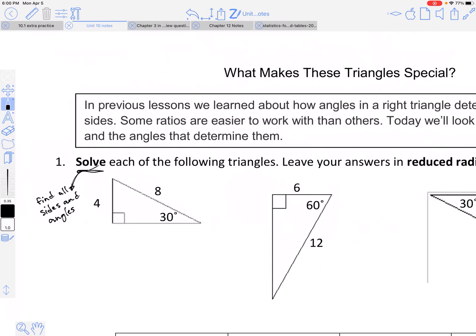So this one's pretty good. We have this is 30, we have this is 90, so we only need one more angle, which is going to be 60 degrees, right? Because in a triangle, the inside angles will always add up to 180. And so here we are with 90 in one corner and then 30 in the other. So 90 plus 30 minus 180 leaves us with 60, right?